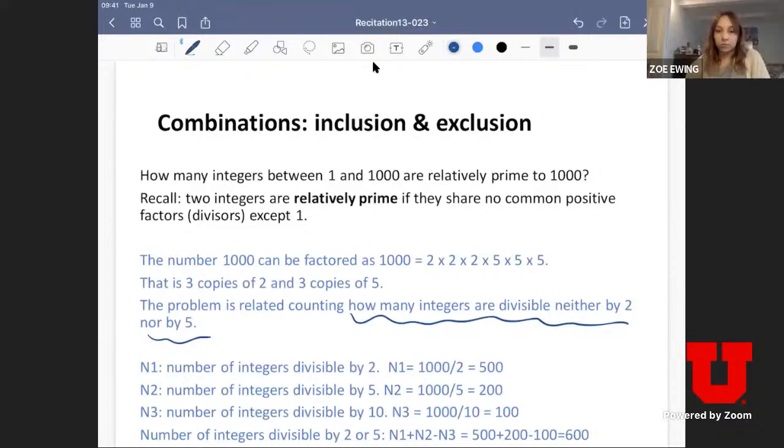Yes. Alanta asked, why do we subtract the 100? Right. So when we just count the number of integers divisible by 2 and subtract the number of integers divisible by 5, you are over-subtracting, because for the numbers that are divisible by 10, you subtract them twice. So in some sense, you need to add them back. That's why we need to count this.